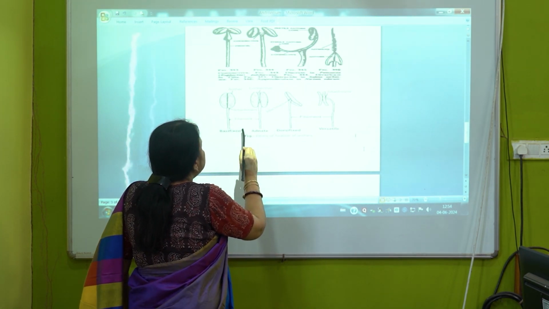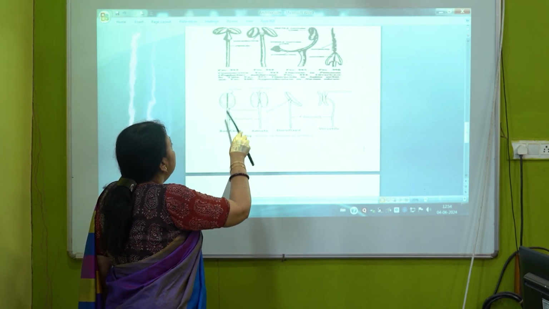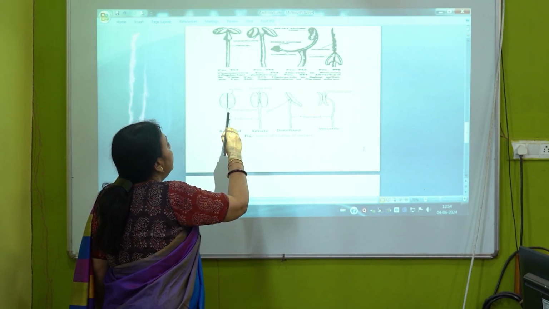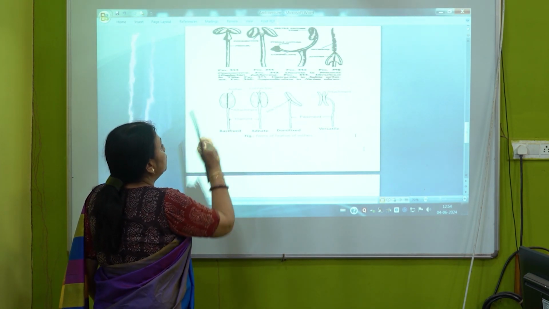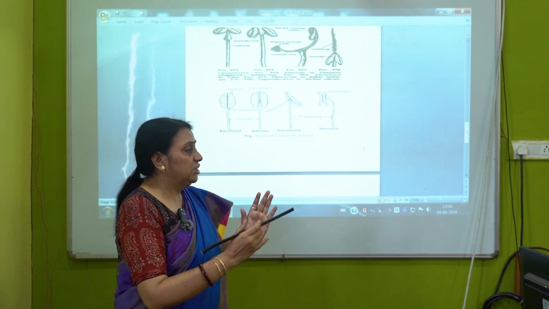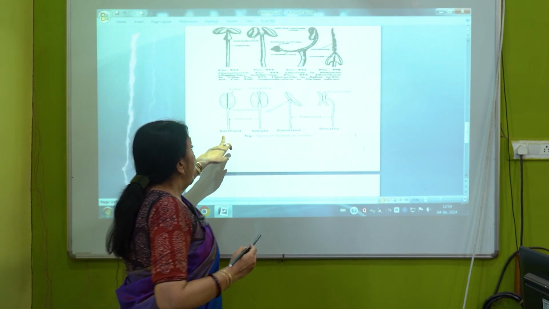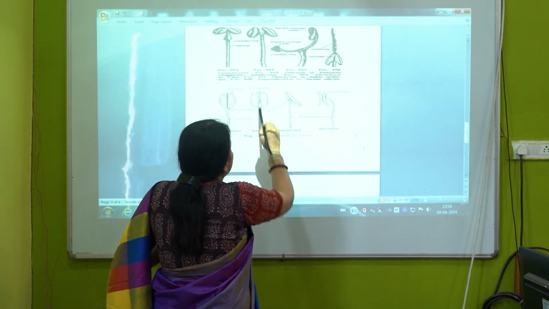That is the basifixed type of anther. In this case, this is the anther lobe, and this is the filament. In this case, the filaments are attached to the anther lobe at the basal portion. Only the basal portion is attached, and that is considered a basifixed type of anther. And next is the adnate type of anther.